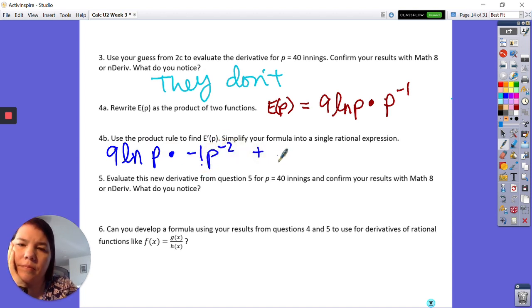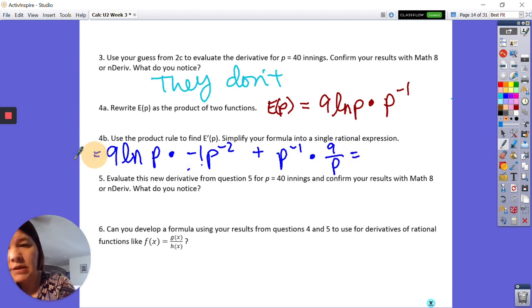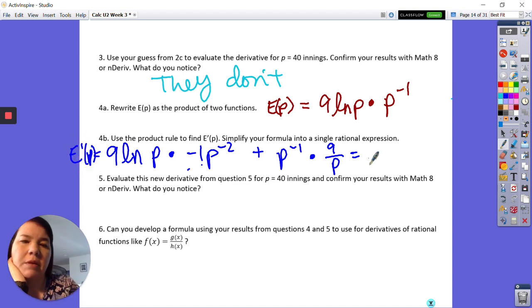Plus the second times the derivative of the first. And then let's simplify that. So this is E prime of P. Good job, my stuff makes sense.